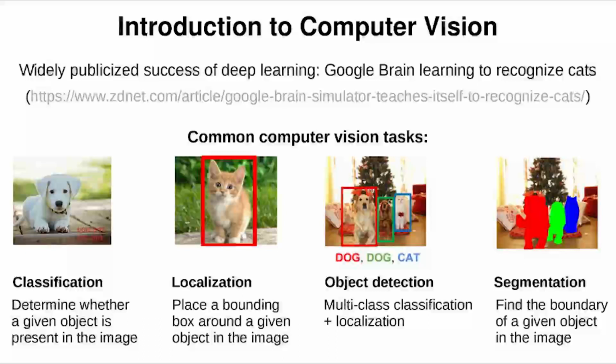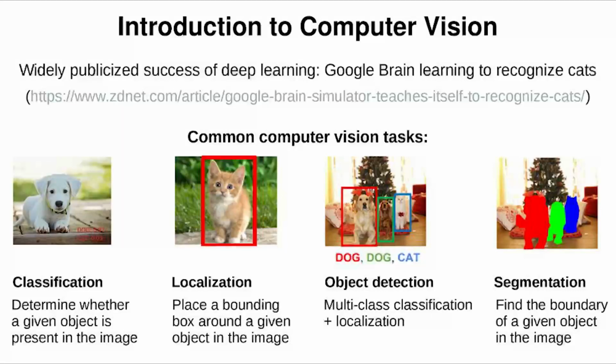They are classification, the task of determining whether an object from a certain category, such as a dog, is present in the image presented to the computer vision algorithm. Localization, the task of finding a bounding box around a given object in an image, such as a cat.